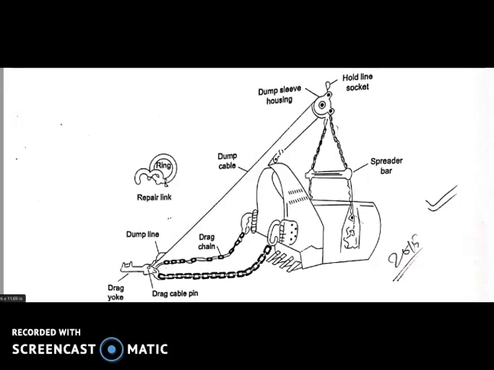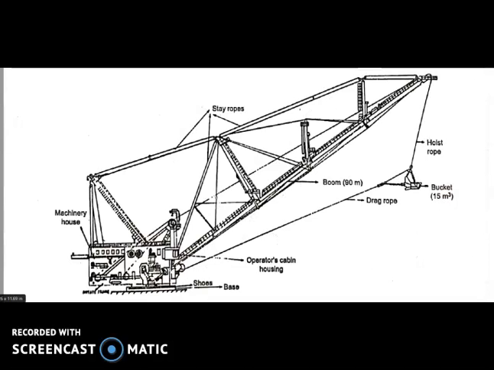Next is the boom. The booms are of three types basically: short length boom, tubular column type boom, and long length truss boom. First, the short length boom. This consists of a fabricated tubular structure with greater depth at the middle and pointed towards the end. They are used in smaller size draglines.